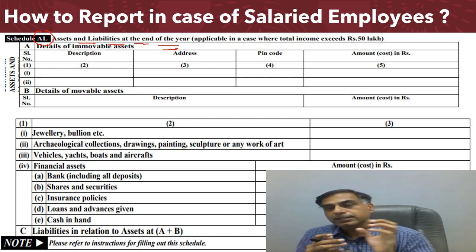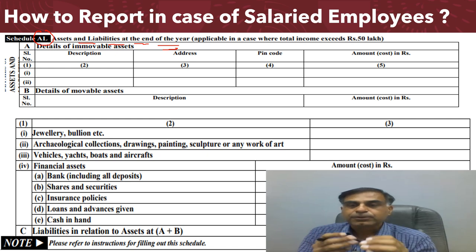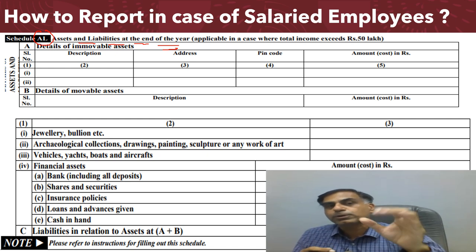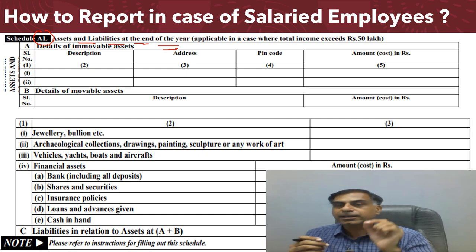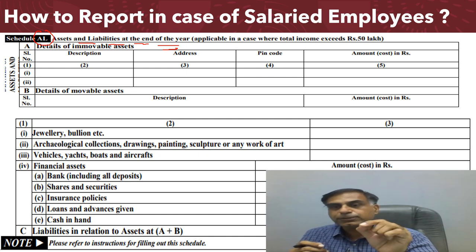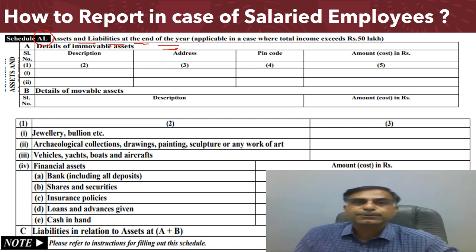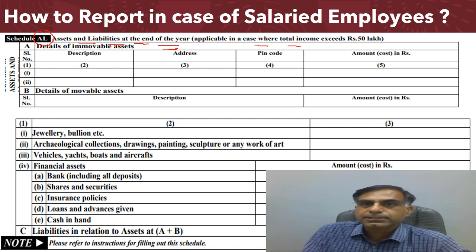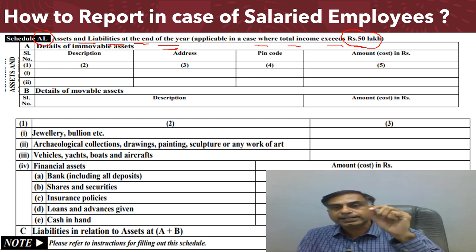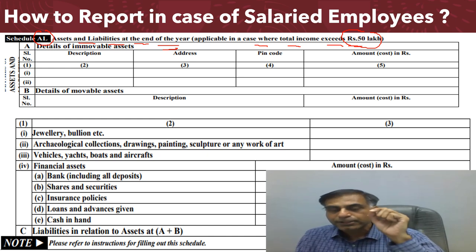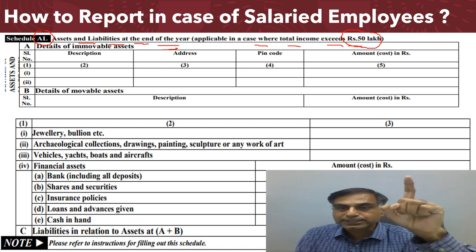At the end of the year means that any asset held on 1st of April or in the middle of the year is irrelevant. What is held on the last date of the financial year should be reported. So even if at the time of filing the return you have sold that asset, it is irrelevant. If it was there as on 31st of March in your hands, you are supposed to report or include that asset in the ITR. This is applicable where total income exceeds rupees 50 lakh. So as on 31st of March, the value of the assets should be reported in Schedule AL, assuming your total income was exceeding 50 lakh.